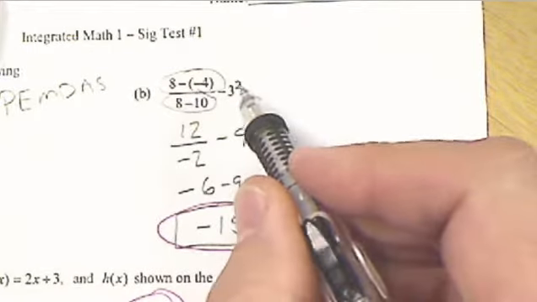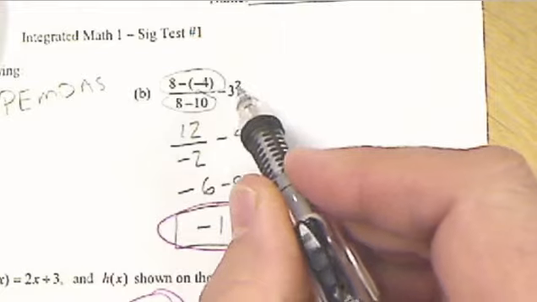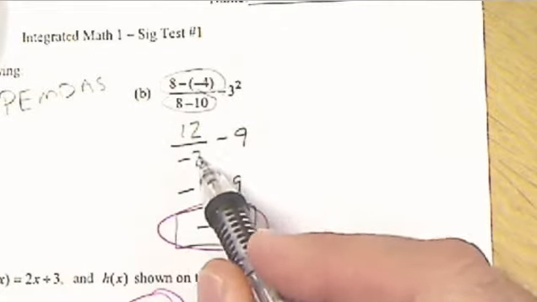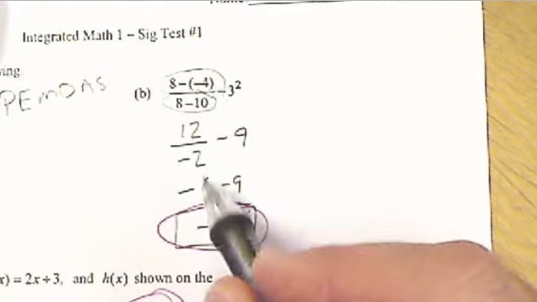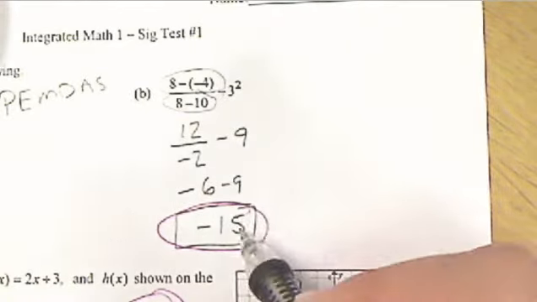And then I do my exponent. 3 squared is 9. So I have to do the exponent before I do subtraction. And then I have 12 divided by -2 is -6. Positive divided by negative is negative. So -6 minus 9 is -15.